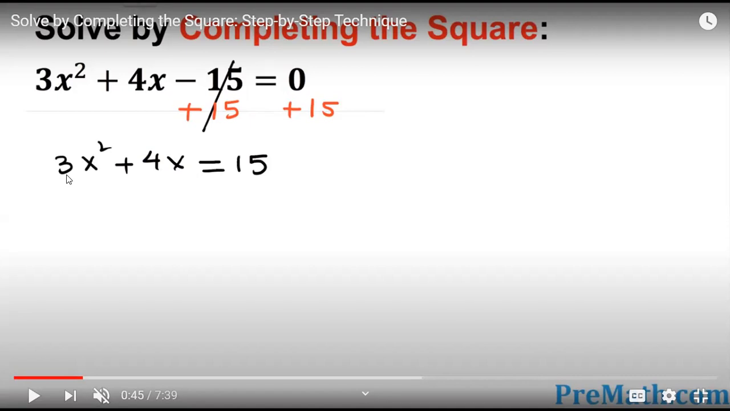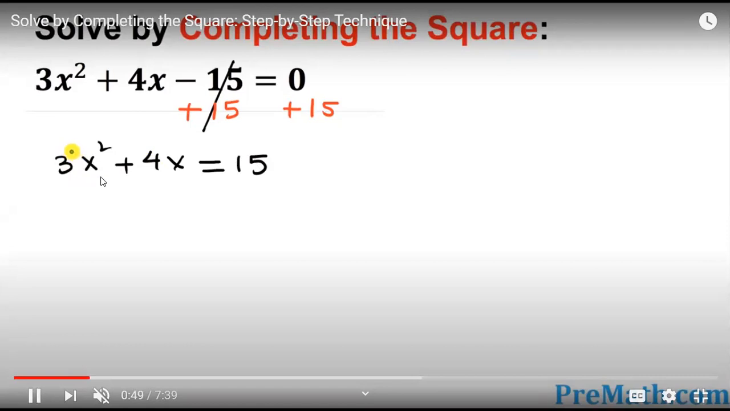So what can we do? We need to make the coefficient of x square equal to 1. First we divide the equation by the coefficient of x square. The coefficient of x square is 3, so we have to divide the whole equation by 3. Why? Because we want to make the coefficient of x square equal to 1.